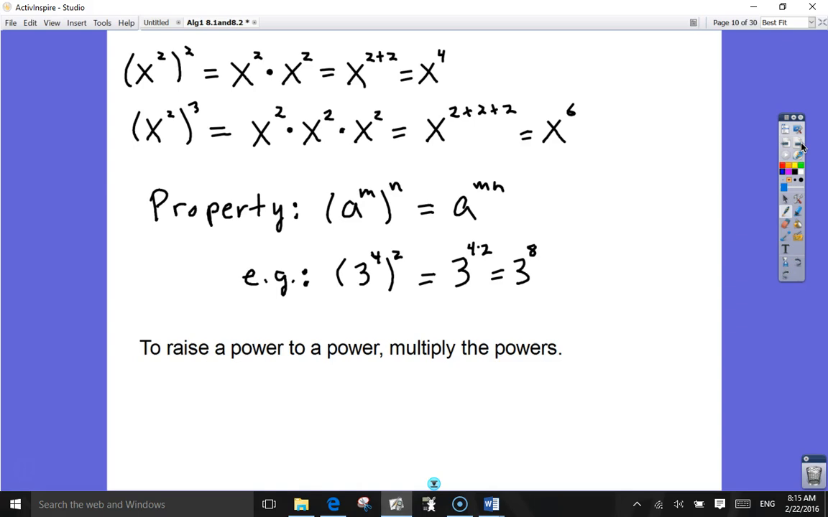So what's going on, right? 2 times 2 is 4. 2 times 3 is 6. The property then is, if you have a to the m in parentheses raised to another power, which is n, you multiply. Right? And this was the example that you copied, right? 3 to the 4th squared is 3 to the 4 times 2, which is 3 to the 8. So when you raise a power to a power, multiply.